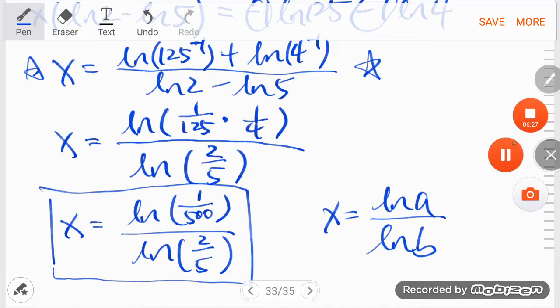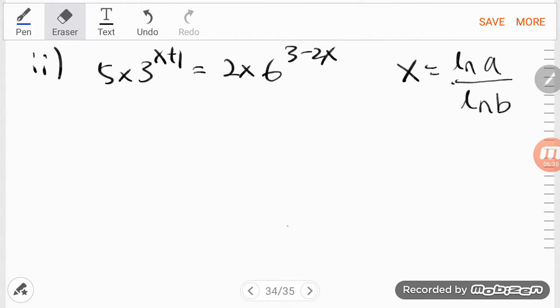Okay, so this will be the last example I'm going to show you. Let's get started then. 5 times 3 to the power of x plus 1 is equal to 2 times 6 to the power of 3 minus 2x. Again, what I want, which is x, is in the exponent, and my x should be in that form, okay?